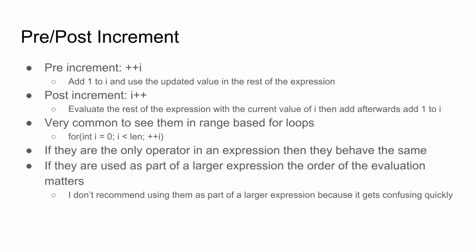The i++ will use the current value of i in the expression that you're evaluating, and then go and add 1 to i afterwards. It's super duper common to see them in range-based for loops. If you use them just by themselves, like you just have a line of code where it says ++i or i++, they're going to behave identically to you. The only time they start to look different is if you use them as part of a larger expression, which I do not recommend doing because it gets really confusing really fast, which I will show you an example of on the next slide.